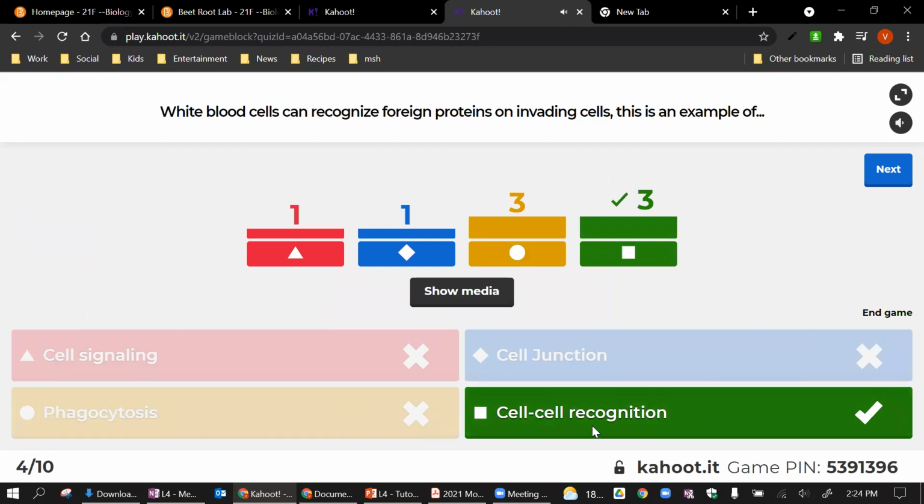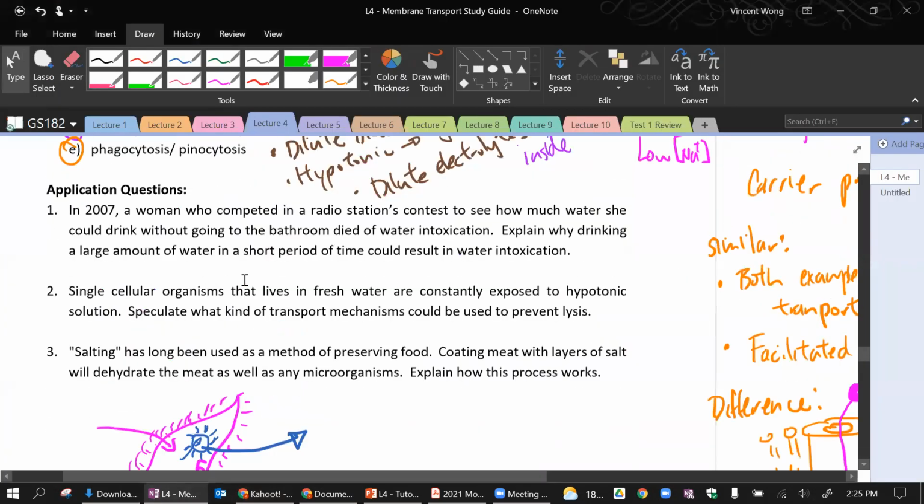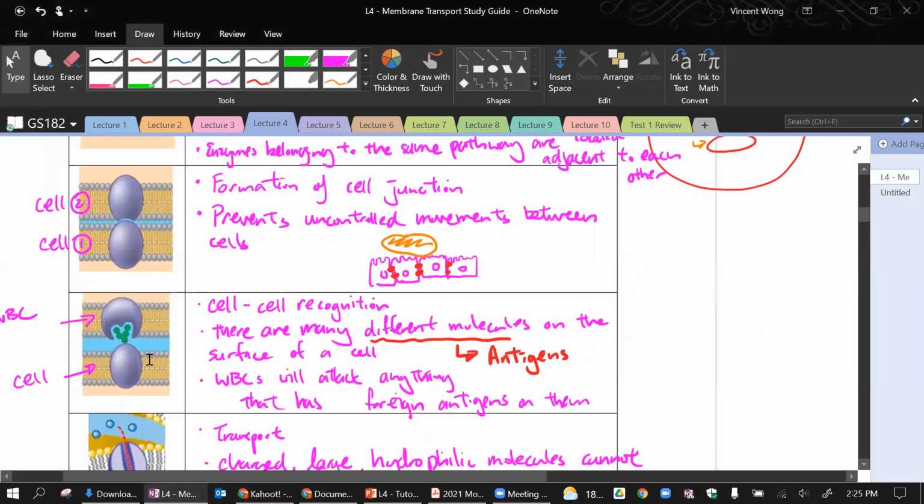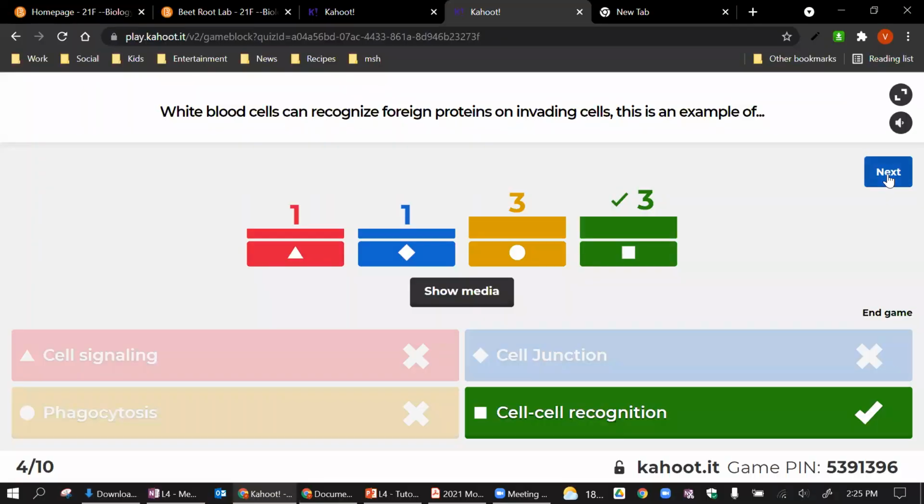Cell recognition, this is what we learned today, right? Phagocytosis is if you actually eat them, okay? This is talking about recognizing it, right? It's this one, right here. Cell recognition. Next.